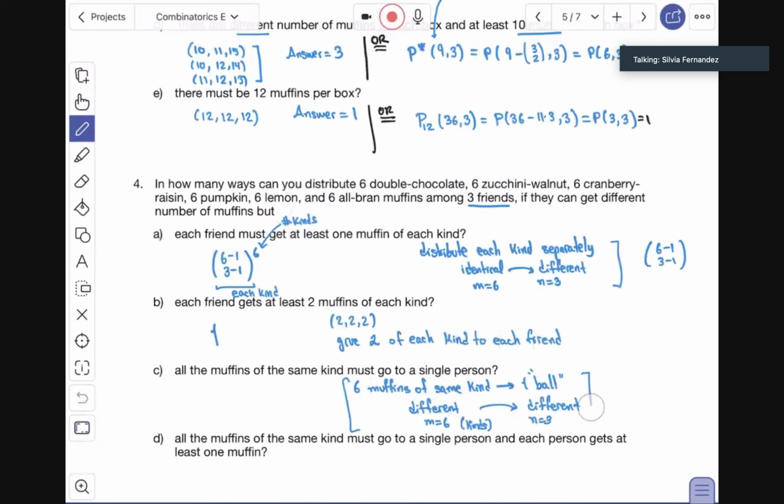And this goes for both parts, for C and for D. Okay, so all muffins of the same kind must go to a single person, no restrictions. So this is no restrictions. And in the second one, it says that each person gets at least 1 muffin. So each person gets at least 1 box of muffins. So this is no empty boxes. So each friend gets something. So this one is 3 to the 6, and this one is T63. Different to different.